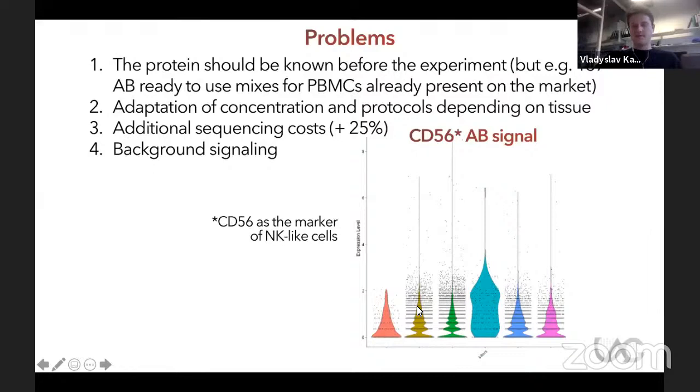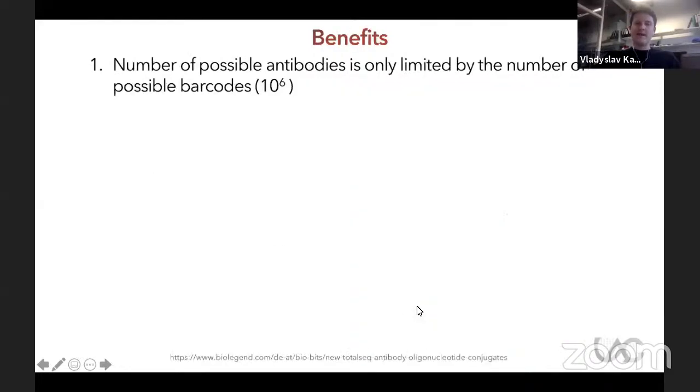So those were the problems of these techniques. The benefits, of course, are very nice. The coolest benefit is that the number of possible antibodies is theoretically limited only by the number of possible barcodes. And if you remember the picture with the antibody and oligonucleotide sequence, you may remember that this oligonucleotide sequence is quite long. So the number of antibodies that you can use simultaneously is in the millions, if not more.